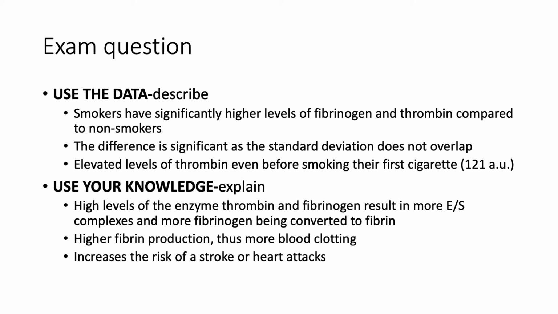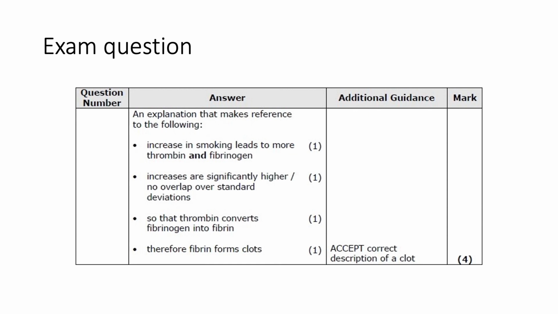Now the question didn't specifically refer to other health risks, it just referred to an increased risk of blood clotting. However, mark schemes can be a bit weird sometimes, so especially just include some extra information to ensure that you get as many marks as possible. So here you can see the mark scheme. We got the point that smoking leads to an increased amount of thrombin and fibrinogen. Those levels are significantly higher because of no overlap in the standard deviation, and then we got the 2 explanation points.